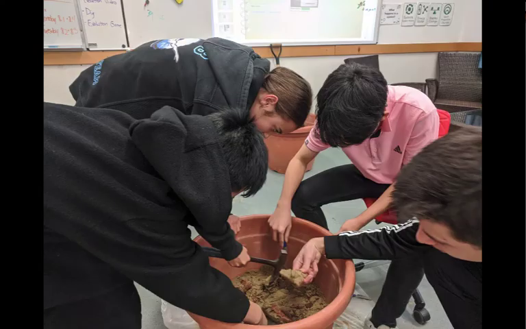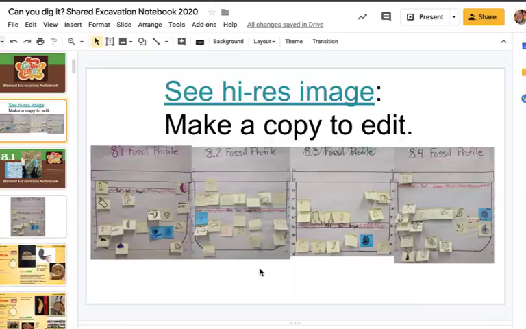The students were ready to dig. What they did is they dug up different fossils. Each student dug one fossil, and we measured the depth that they found the fossil. And then they each created a sticky note with their fossil on it, and a prediction of what they thought their fossil was after some research. And then we created a fossil profile, as you can see here.